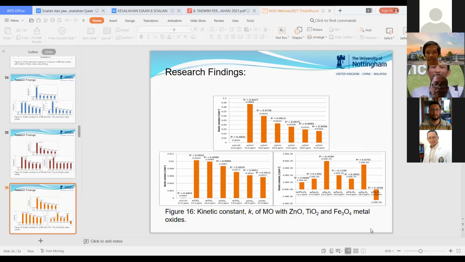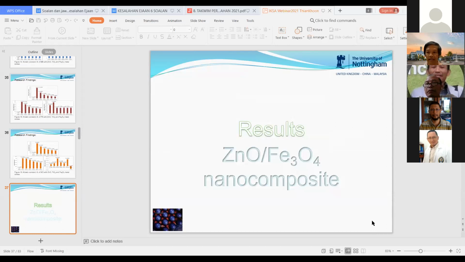And then for methyl orange as well, titanium and zinc are still the best metal oxides, but iron oxide is really insignificant. If you look clearly, the rate is on the order of 10 to the power of -5, which is very, very low. So then we go to the next experiment, which is the main one.